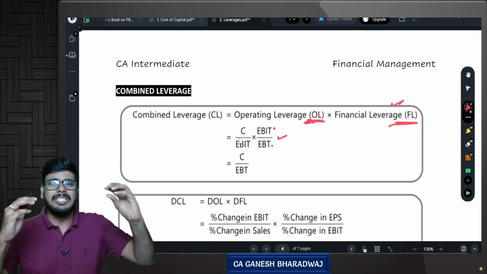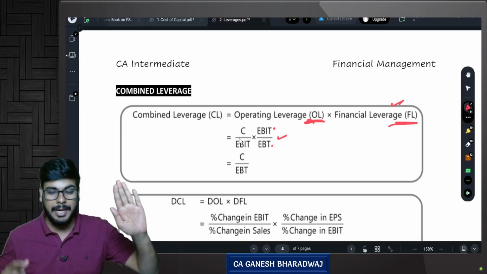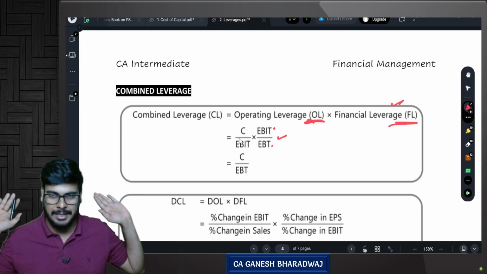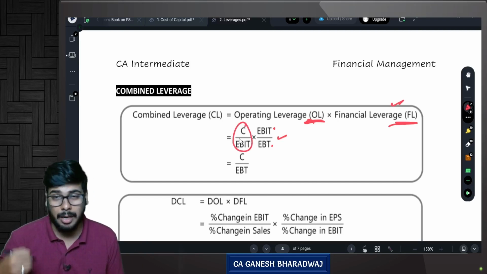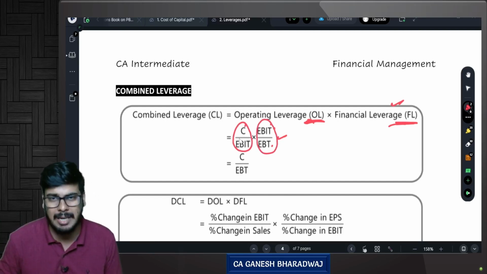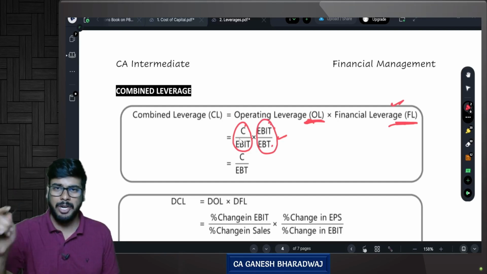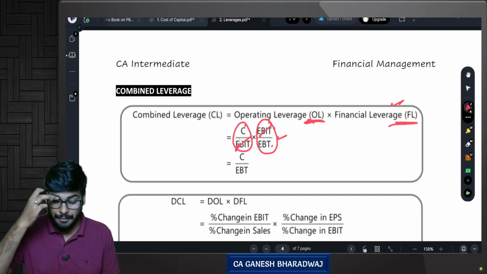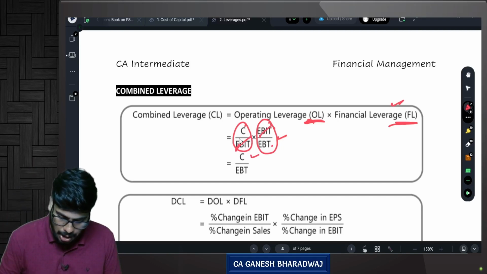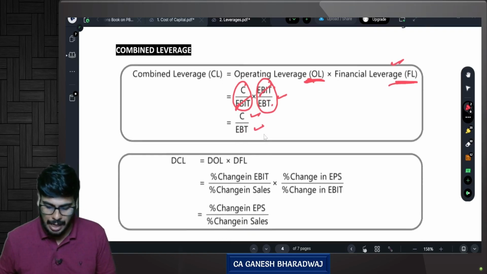So combined leverage is nothing but operating leverage into your financing leverage. Operating leverage is contribution upon EBIT. Your financing leverage is EBIT upon EBT, or alternatively EBIT upon EBIT minus interest minus preference dividend by 1 minus T. Now EBIT anyways gets knocked off. So your combined leverage formula is contribution divided by EBT. Are you clear with this?